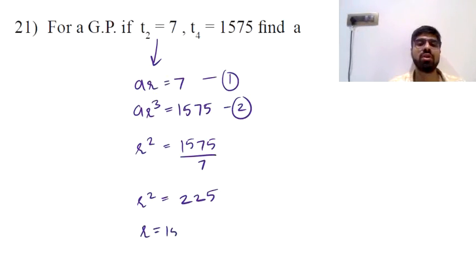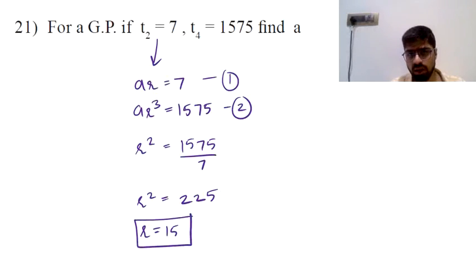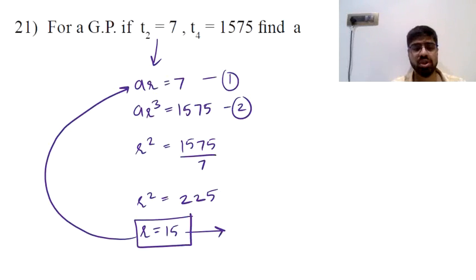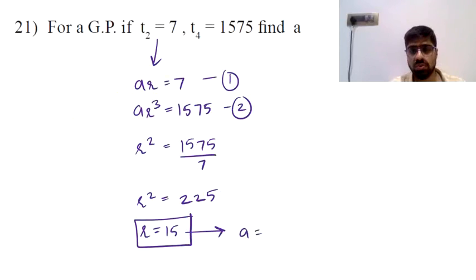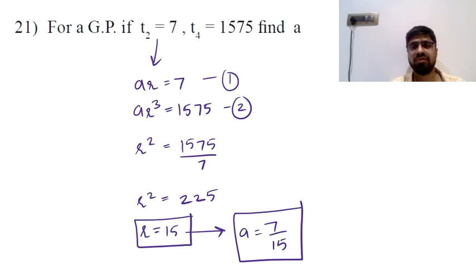So r will be equal to plus or minus 15. So I'll go ahead with the positive value of r for the moment. And when you put r as 15 in the first equation, you get a is equal to 7 upon 15. And yeah, that's how you're getting the first term for your 21st question.